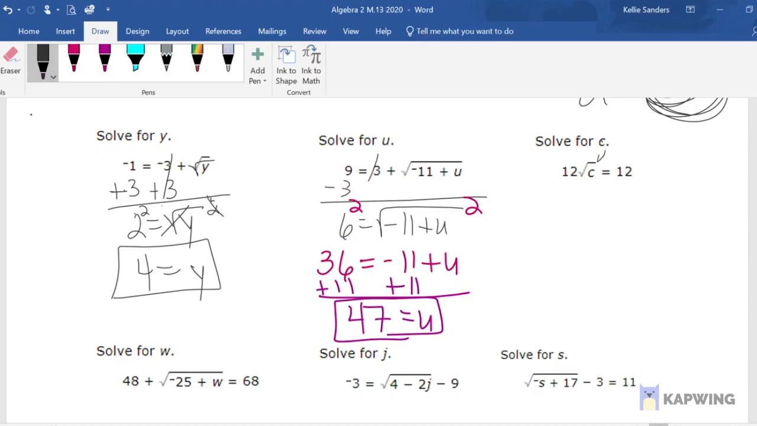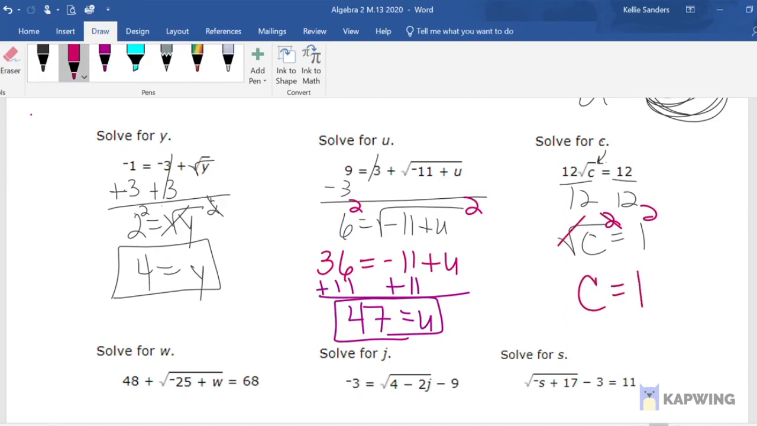The C is on the inside right now, so if it's on the inside, then we're going to divide by 12 first. 12 divided by 12 is 1. That's wrong. So I square this side and I square that side. The square root goes away and C is left, and 1 times 1 is 1.